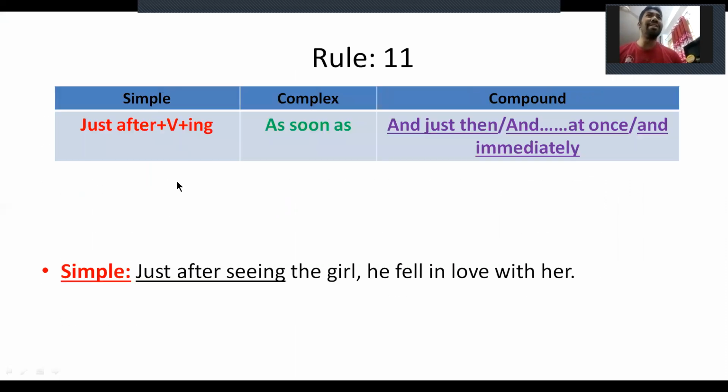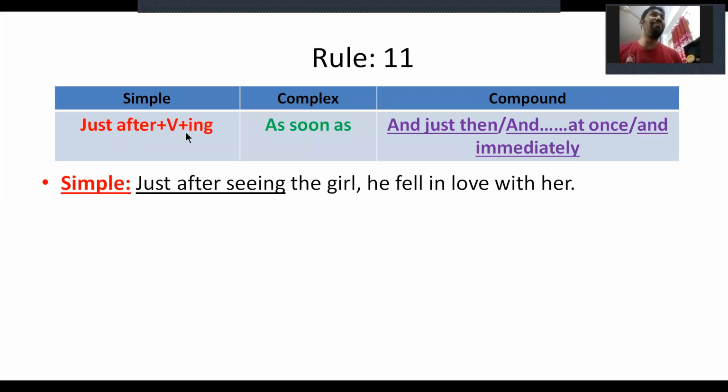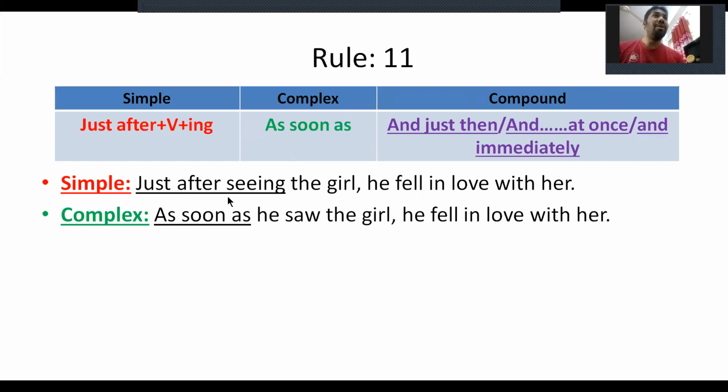In this rule, you'll see that in the simple form, we use just after plus verb plus ing. In the complex, we use as soon as, and in compound, we use either and just then, or and at once, or and immediately. I should mark that this rule is based on the complex. So this is the base sentence. To make this complex one simple, we use just after. We can also use just before if you like. I normally prefer using just after.